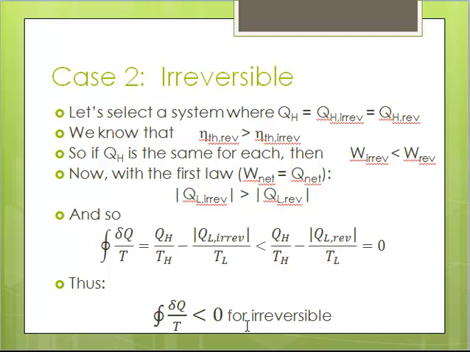So anytime I get negative for my cycle, this is going to be irreversible. This is one way of testing whether something is reversible or irreversible, or if it were positive, I would know I had something that was impossible.